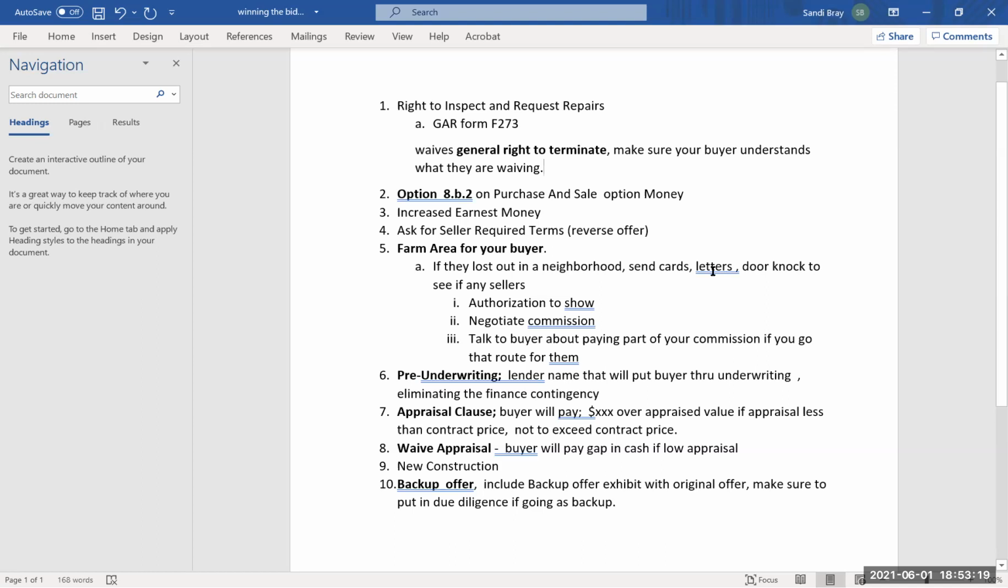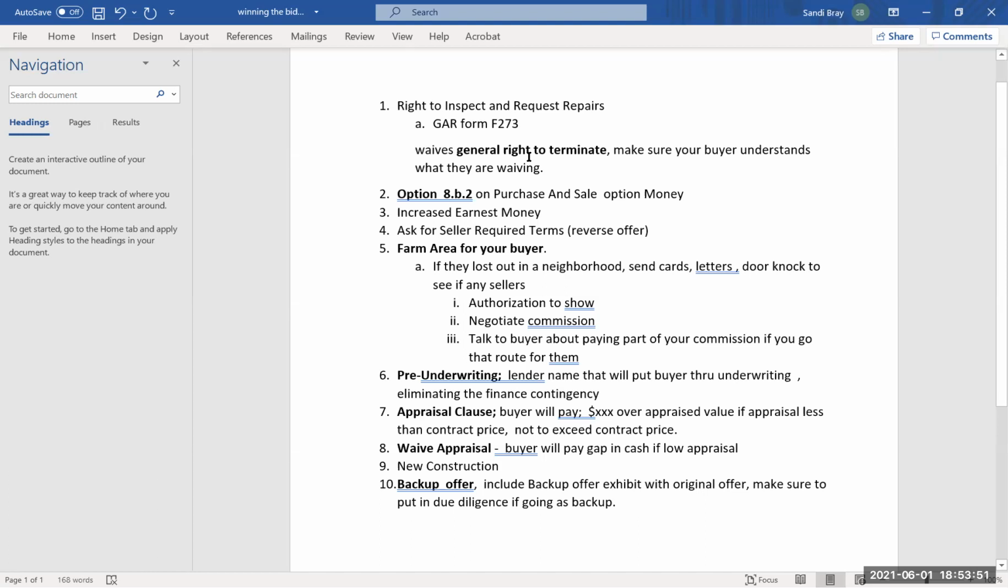Now, on your purchase and sale agreement, there's also option 8, on the first page, 8B.2, option money. Let's say you explain the general right to terminate to your buyer, and they say, geez, I don't know if I want to give that up, because anything can happen. Might need to back out. And if their earnest money isn't protected by a contingency, they're going to lose it.